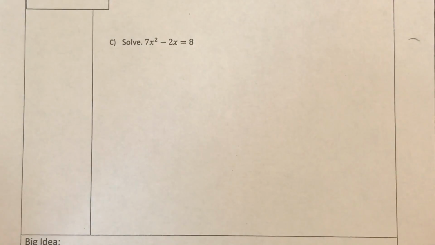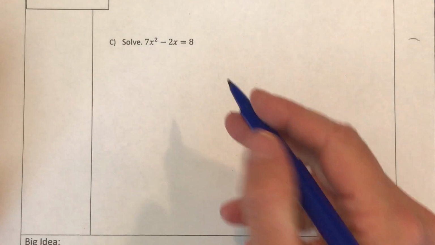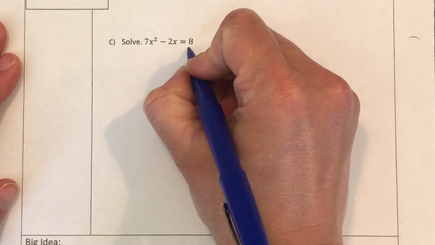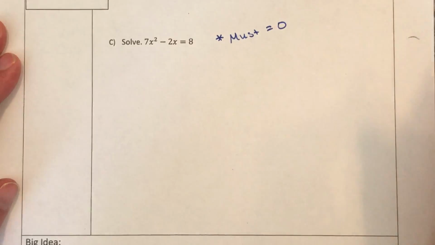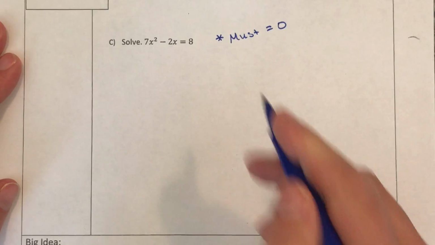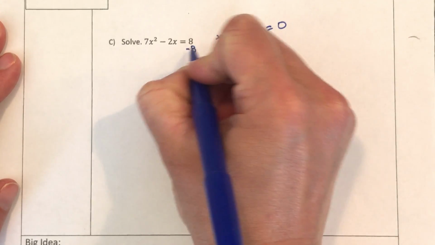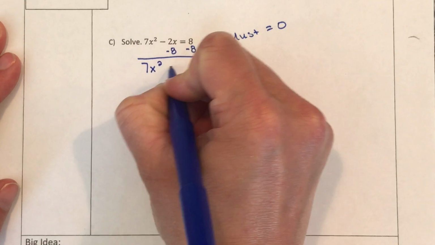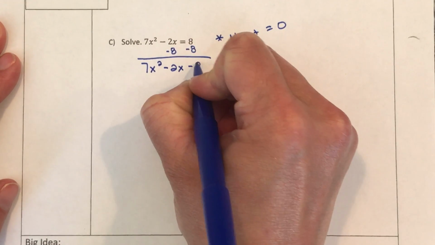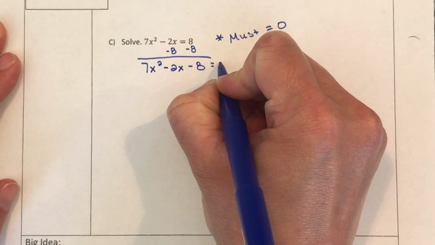Okay, this is the third example for how to use the quadratic formula. So if I was given the quadratic 7x squared minus 2x equals 8, and my goal is to solve this, the first thing I would have to do is set it equal to 0. So it must equal 0 if you're going to solve it. It has to get into standard form. So subtract 8 on both sides. So 7x squared minus 2x minus 8 equals 0.